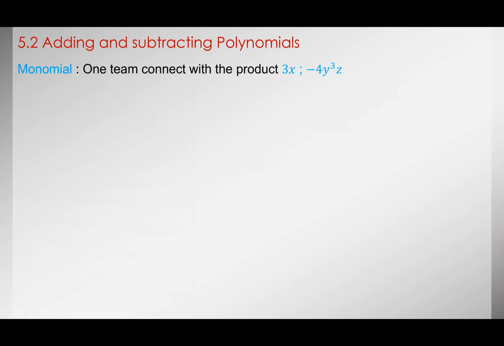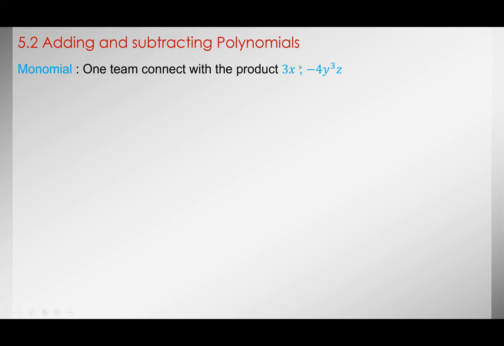I don't know if they ask you for the terminology, but let's go over it so that if I mention monomial, you know what a monomial is. If I mention binomial, you know what a binomial is. So the first thing is the monomial. A monomial is basically one term, one product, right? One term that is connected with a product.